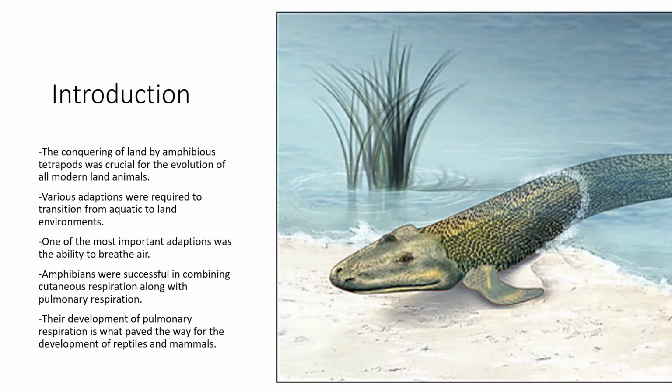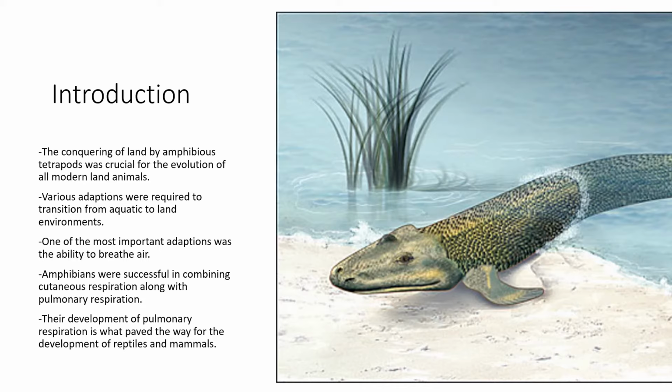Introduction. The conquering of land by amphibious tetrapods was crucial for the evolution of all modern land animals and vertebrates. Various adaptations were required to transition from the water to the land. One of the most important adaptations was the ability to breathe in air rather than breathe underwater with gills. Amphibians were successful in combining cutaneous respiration along with pulmonary respiration.